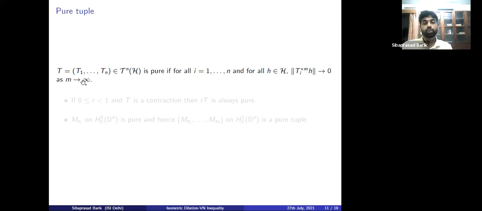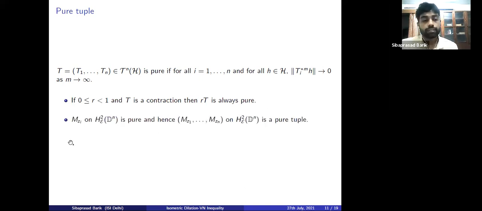So what are the examples of pure operators? Let's take a contraction T and let r lie between 0 and 1. Then rT is always a pure operator. Also, one can check that the shift on the Hardy space is pure, and hence the n-tuple M_{z1}, M_{z2}, ..., M_{zn} of Hardy shifts on the n-dimensional Hardy space is a pure tuple.